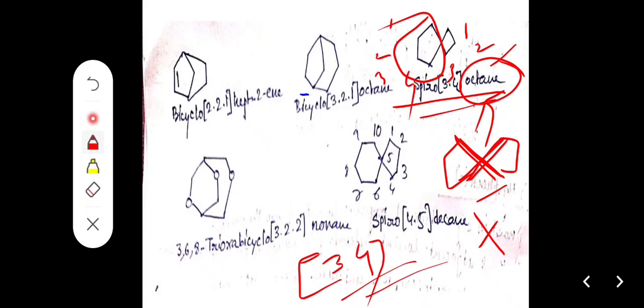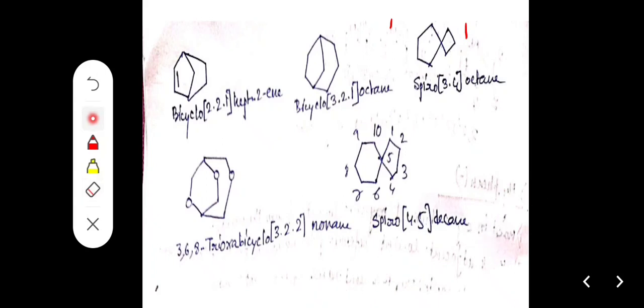In a bicyclic compound, we have to consider in the bracket the highest number of carbon atoms, then the middle number, then the lowest number of carbon atoms present in any side of the ring. In a spiro compound, we have to consider in the bracket the lowest number of carbon atoms, then the highest number. So in the spiro compound, on one side 4 carbon atoms are there, on the other side 3 carbon atoms are there. So we have to consider in the bracket 3 then 4. Okay, that is the opposite trend of bicyclo compounds.